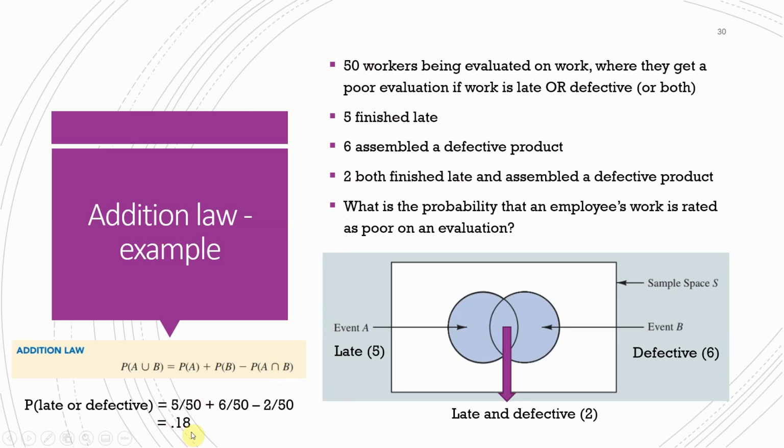So if we do that, we get 0.18. So there's about an 18% chance that someone's going to get a poor evaluation. So that's just an application of using the addition law specifically for events that are not mutually exclusive.